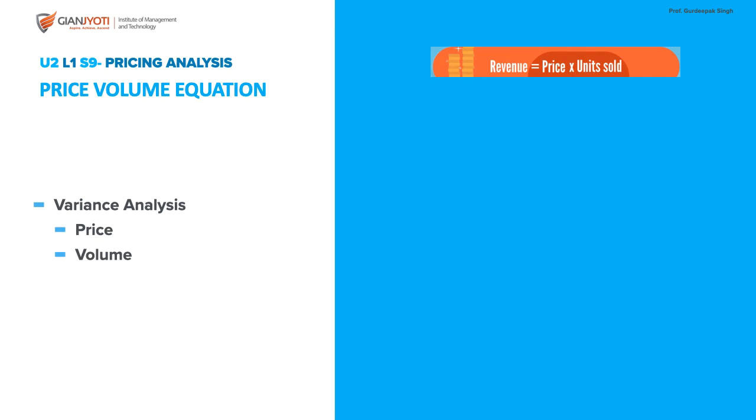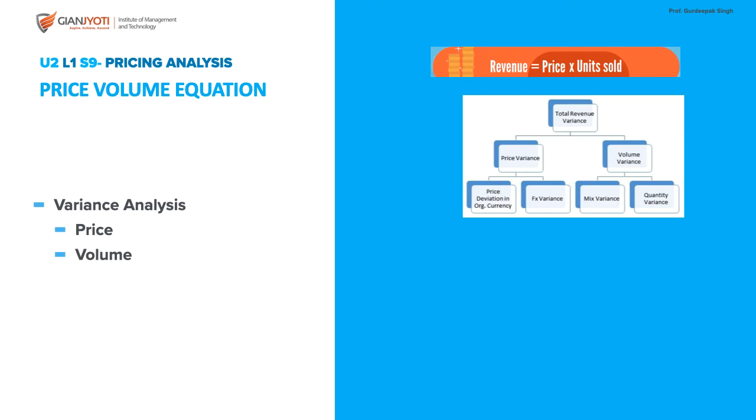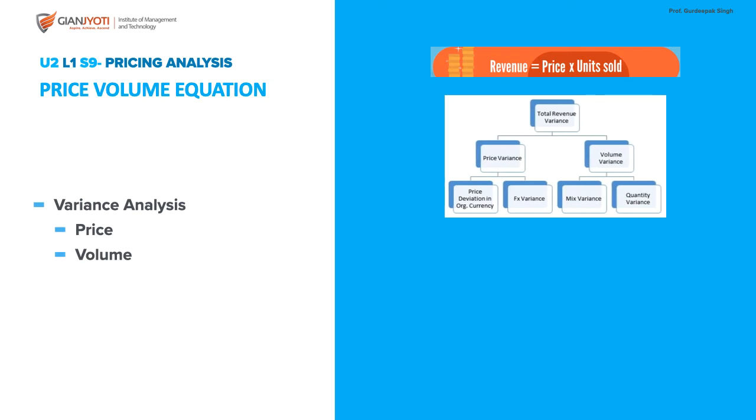One of the things we do in the price volume equation is variance analysis. Now, when your total revenue has increased and you have increased the price, and there is a purchase quantity related to the price, you are not sure whether this increase in revenue is because of the price variance or because of the volume variance, and how much component is because of the price and how much component of the revenue is because of the volume.